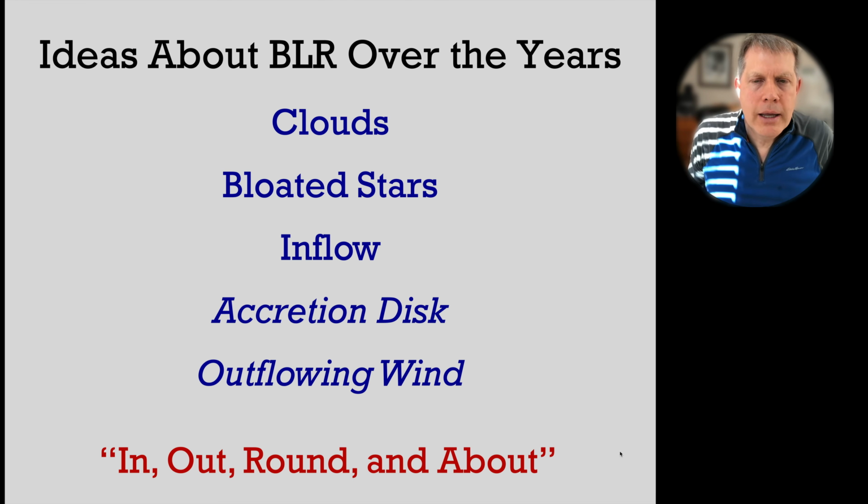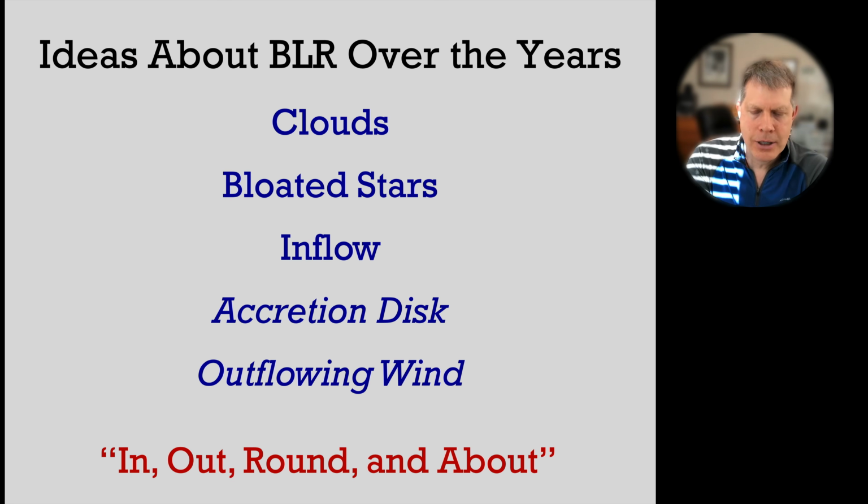And as I've already alluded to, there have been many ideas about the broad line region over the years. People originally thought of it as a configuration of clouds. Then they talked about bloated stars and other things, and some people talk about inflow. By and large, the favored ideas right now go toward a kind of combination between this accretion disk idea for the broad line region and this outflowing wind for the broad line region, where these two ideas are combined together in a way that I will describe soon.